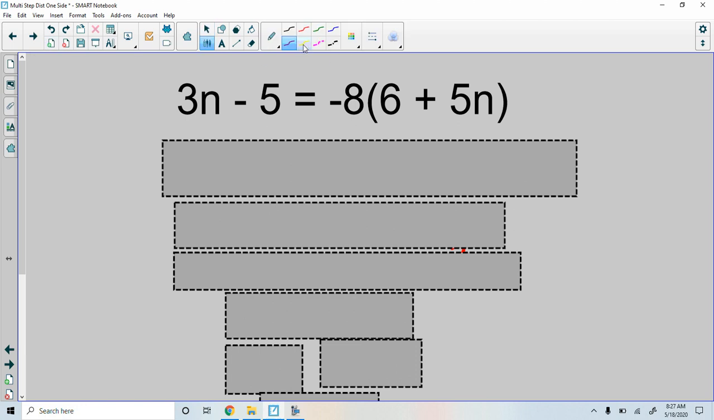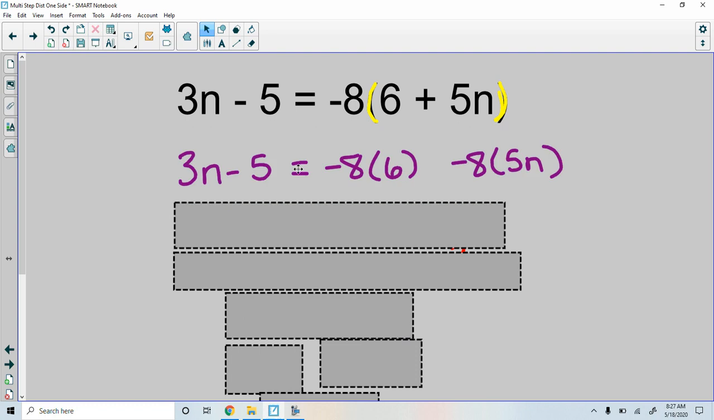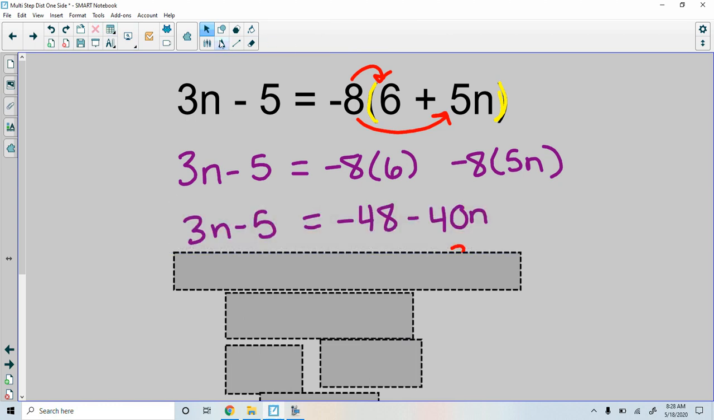Let's do another one. I have that parentheses, so I have to do distribution. I'm going to keep rewriting everything that I'm not changing. I have negative 8 times positive 6 and negative 8 times positive 5. Negative 8 and 6 makes negative 48. And negative 8 and 5 makes negative 40. So I'm going to have a minus sign here in my equation because negative 8 and 5 is a negative answer.